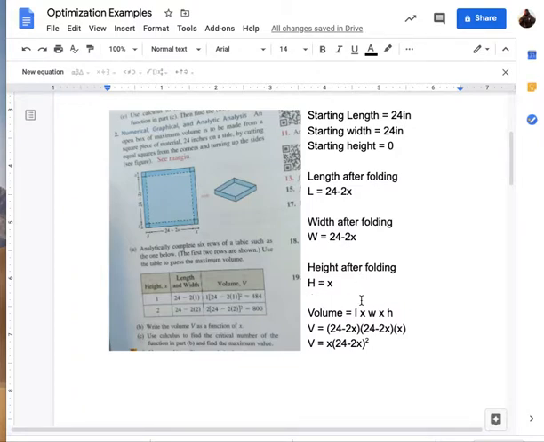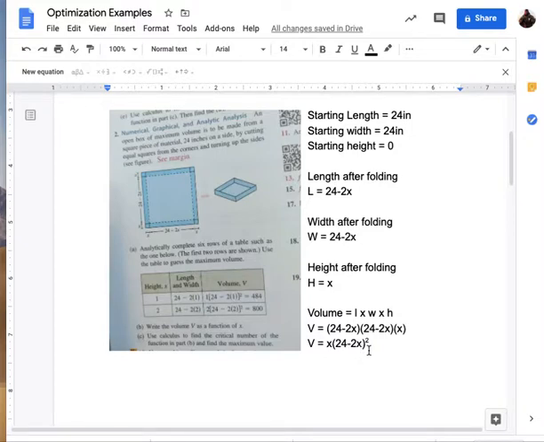Remember, volume of a rectangular solid is length times width times height. So in our case, we have 24 minus 2x times 24 minus 2x times x, or a volume equation of x times 24 minus 2x squared.